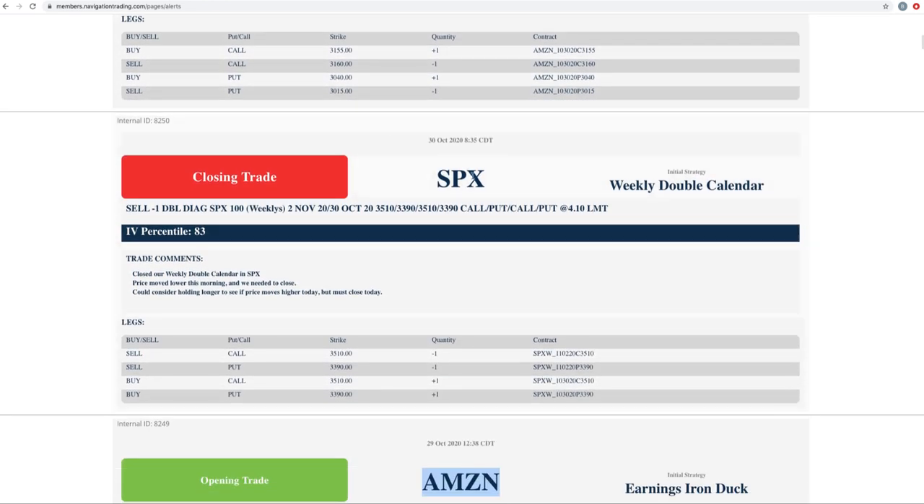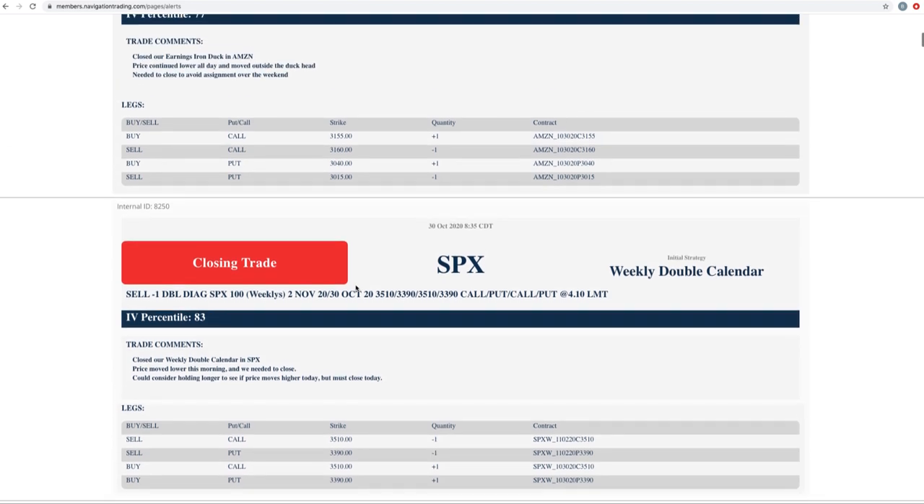Skipped one over here. SPX. Oh yeah, weekly double calendar. So this is one I posted in the community on. Instead of closing on Thursday, we held it to Friday. Ended up taking a loss on this one. We were closing for about a scratch on Thursday. I was anticipating potentially a bounce today, but obviously that did not happen. So we ended up just taking a loss. We closed it out earlier this morning, and so we're out of that.